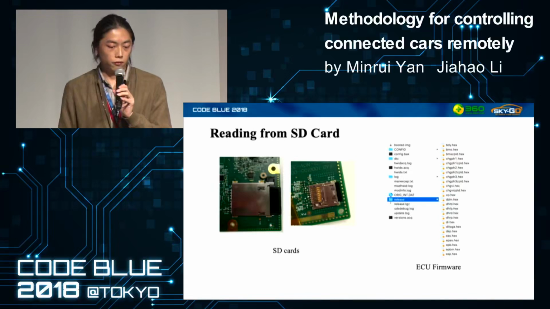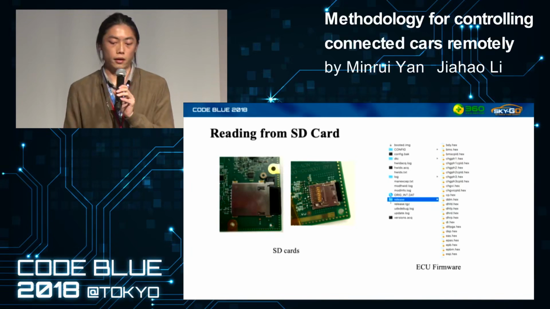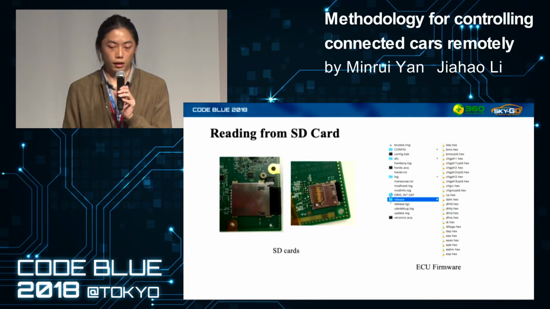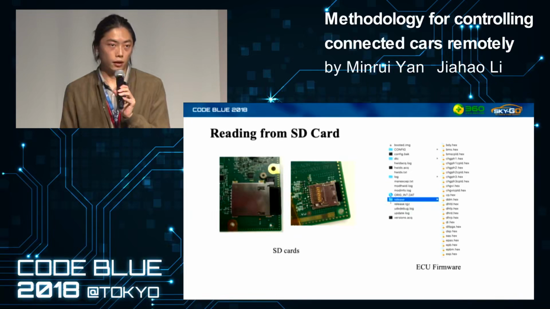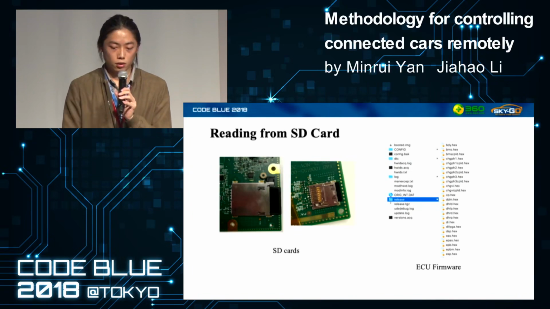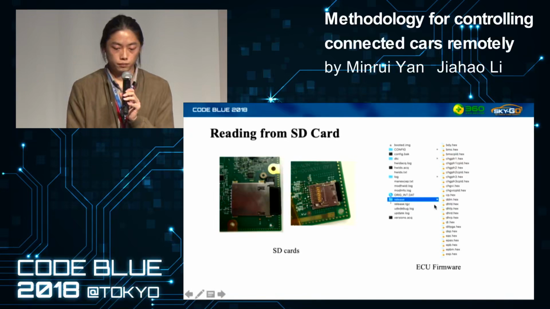Here is a reading from an SD card. Reading files from an SD card is amazing. This board is from a Tesla, and we found 2 SD cards on it. In the left SD card, I found many ECU firmware files, as you can see in the right image.